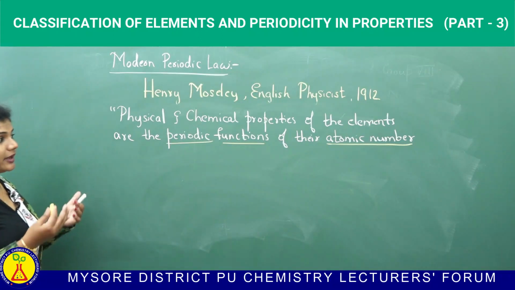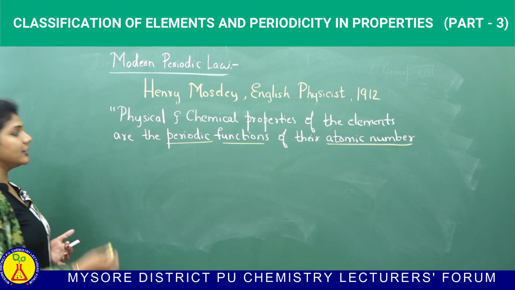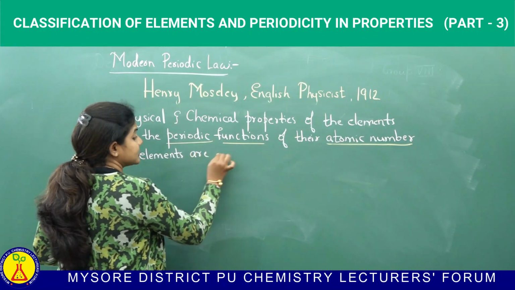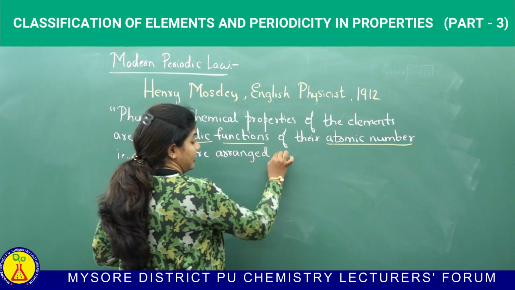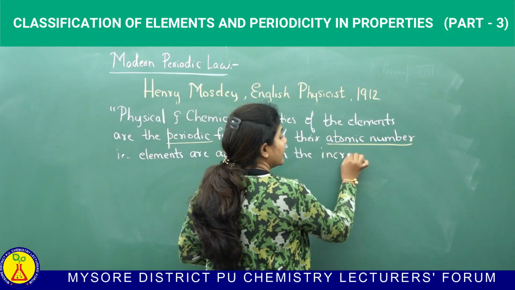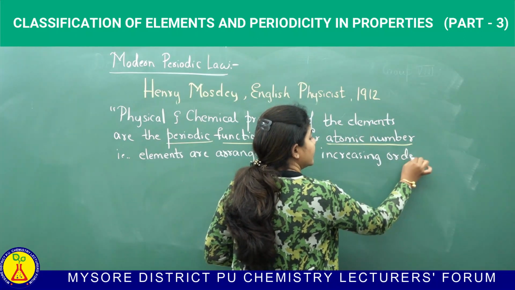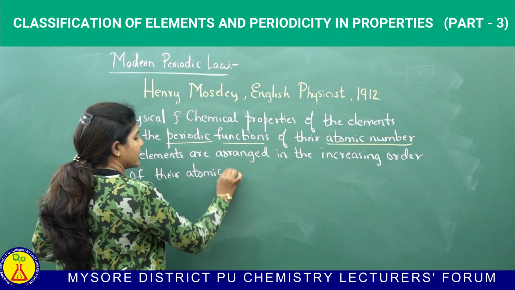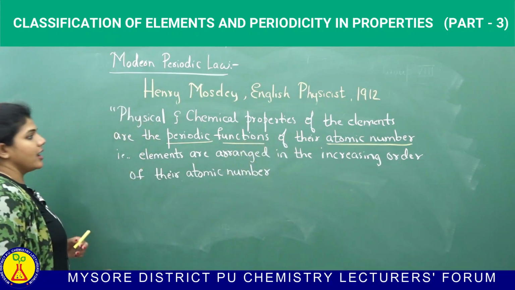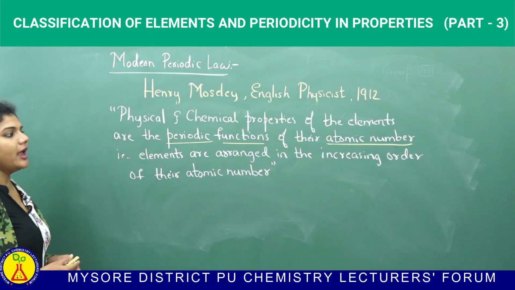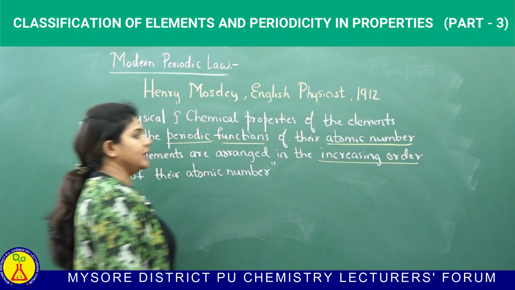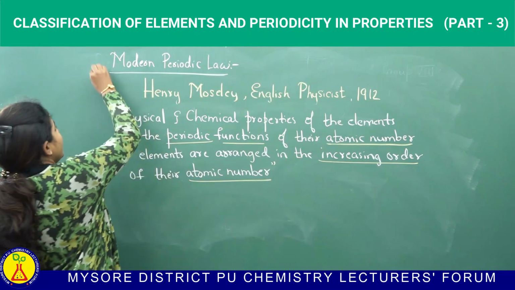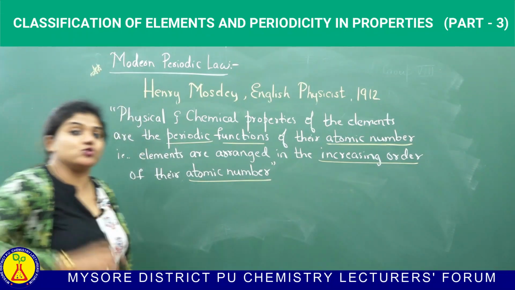That is, the physical and chemical properties of elements depend on, or are a function of, atomic number. That is, elements are arranged in the increasing order of their atomic number. You can define it this way or that way, both are the same. Be careful: the modern periodic law is a very frequently asked question for 1 mark.